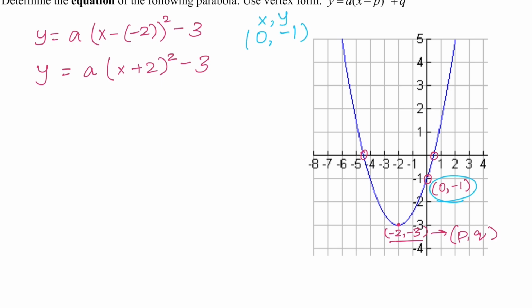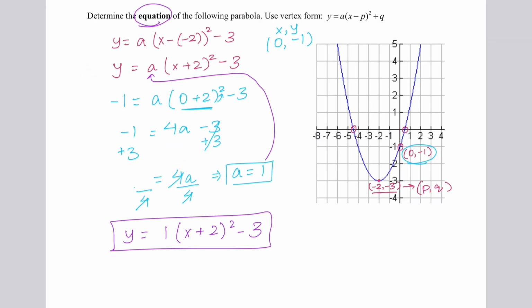So let's put that in there. Negative 1 is equal to a times (0 plus 2) squared minus 3. 0 plus 2 is 2. 2 squared is 4. So we have 4a minus 3 is equal to negative 1. Add 3 on both sides. Negative 1 plus 3 is 2, so 4a is equal to 2, and that will give us one half. So a is equal to one half.